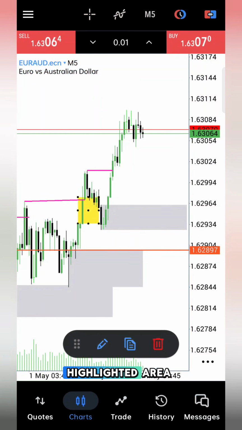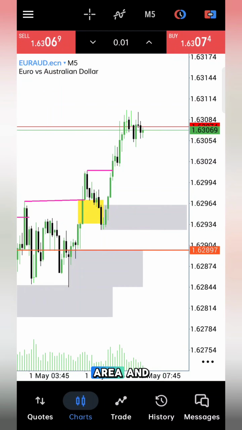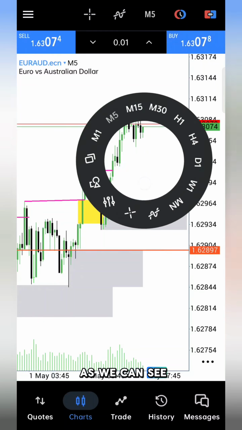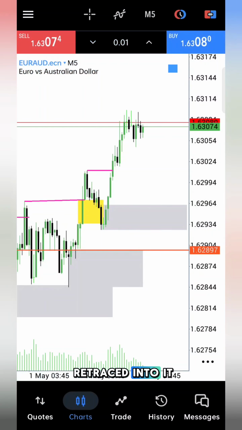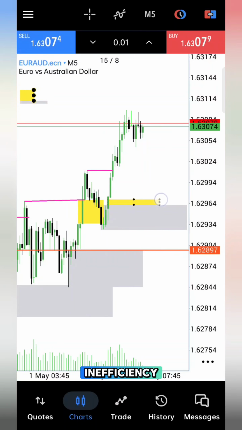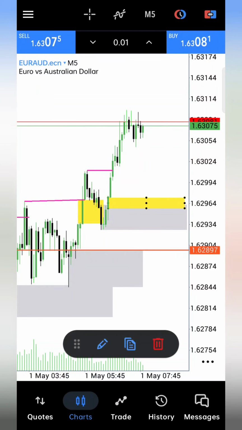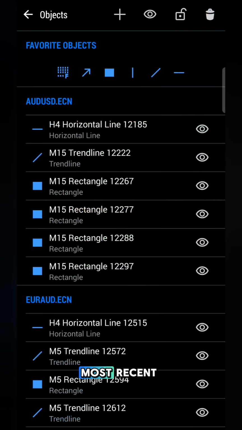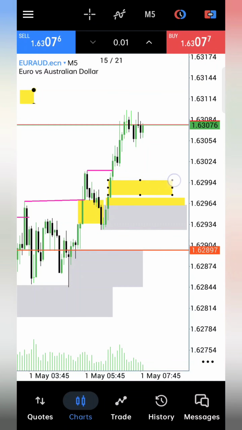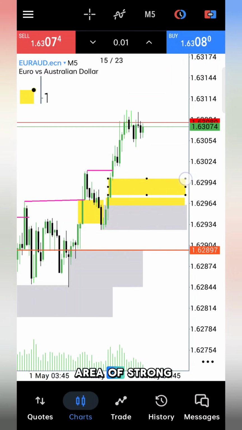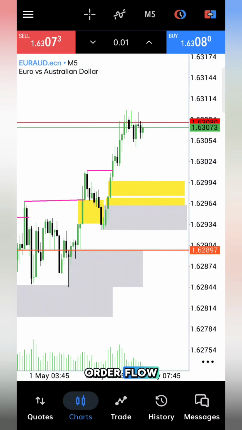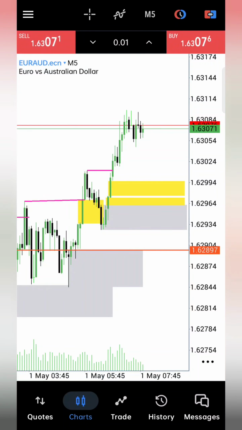This yellow highlighted area represents a fair value gap or imbalance area, and as we can see, price has already retraced into it and filled the inefficiency, rebalancing the market. This is the extreme imbalance zone that fueled the most recent break of structure, acting as the key area of strong institutional order flow. Additionally, there is another imbalance visible above.